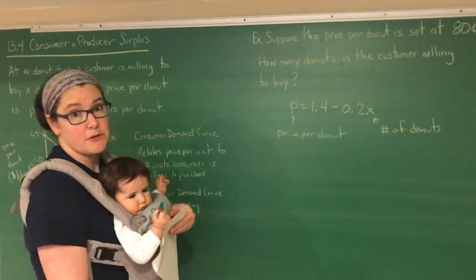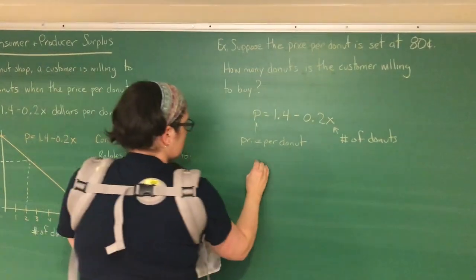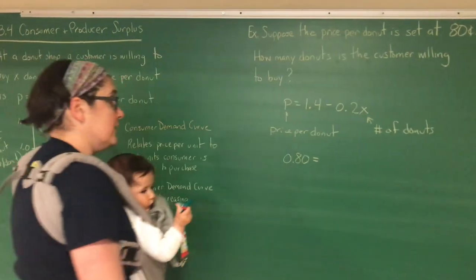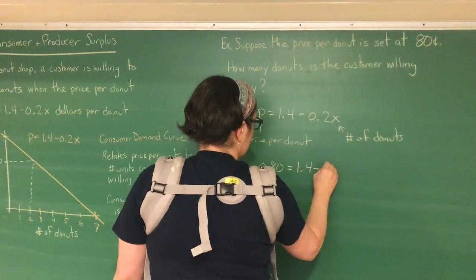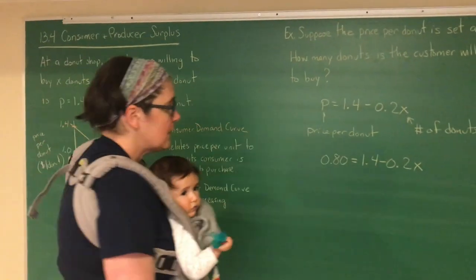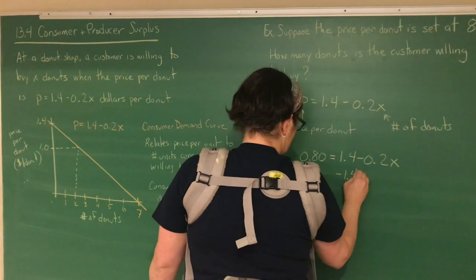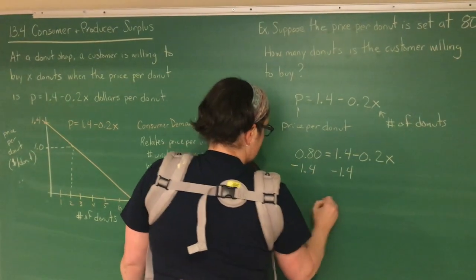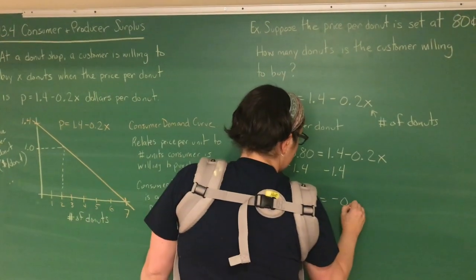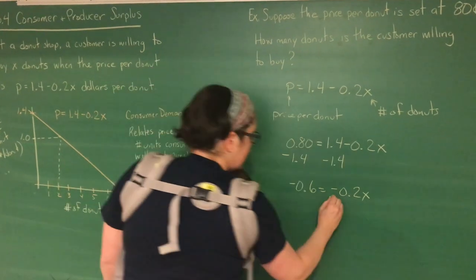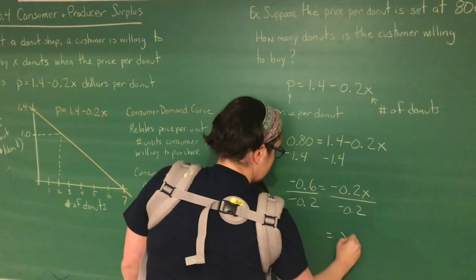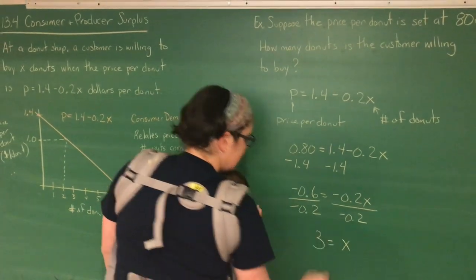So we're told that our price per donut is being set at 80 cents. Another way to write that in dollars is 0.80. So $0.8 is going to be equal to 1.4 minus 0.2x. And our goal is to solve for x. So how do I solve for x? Well, I can subtract 1.4 from both sides. And so on the left side, I end up with negative 0.6, and on the right side, I have negative 0.2x. And then I can divide both sides by negative 0.2. And on the right side, it gives me an x, and on the left side, I have a 3.